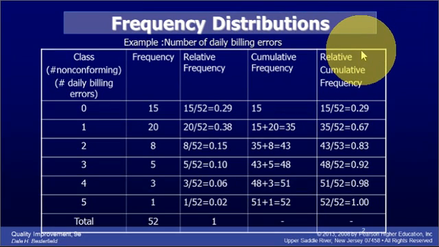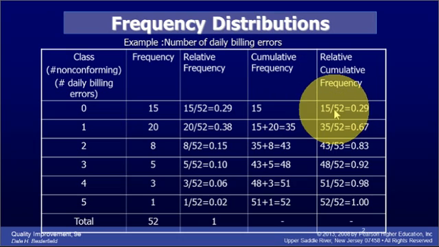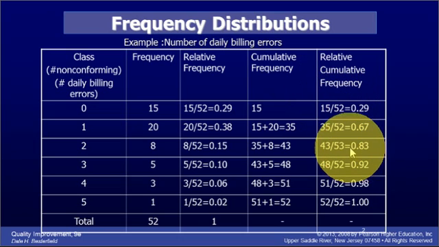The last column is relative cumulative frequency, which is calculated by the cumulative frequency divided by the total number of data points, 52. So for example, this cell tells us out of the 52 days, 83% of the days are having less than or equal to 2 daily billing errors.